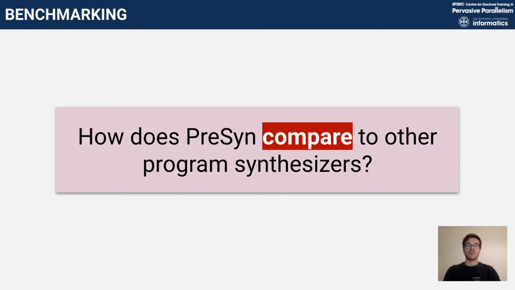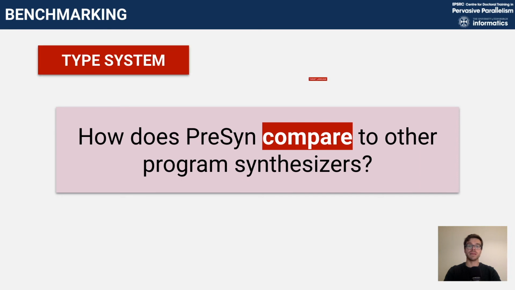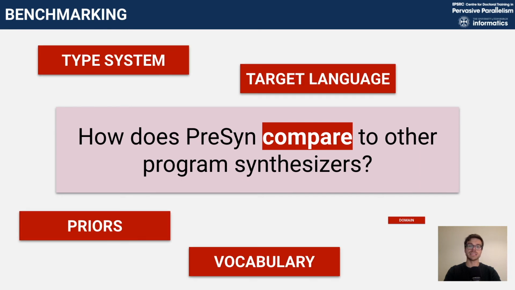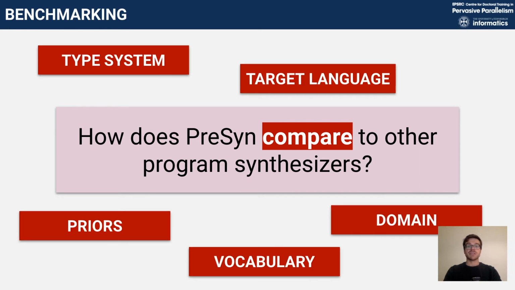Unfortunately, our evaluation question is somewhat loaded. Comparing program synthesizers against each other has been identified as a challenging problem in the literature for a number of reasons. Synthesizers have different type systems, target languages, assumptions, synthesis vocabulary, and target domains. All these differences mean that there's often a large impedance mismatch between synthesizers that makes a fair comparison difficult.